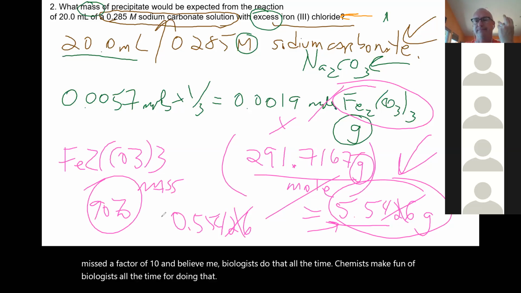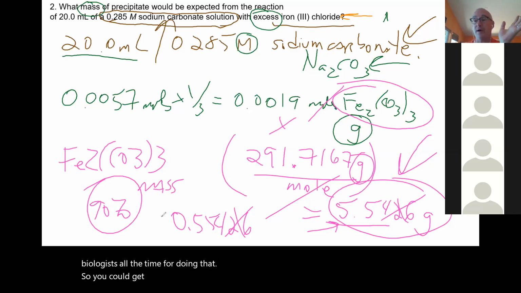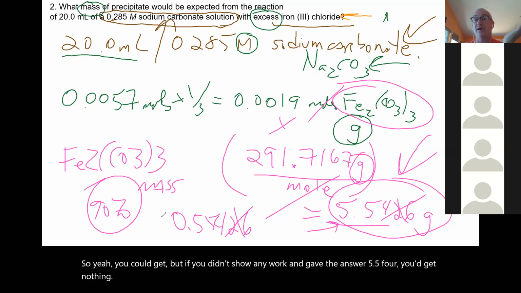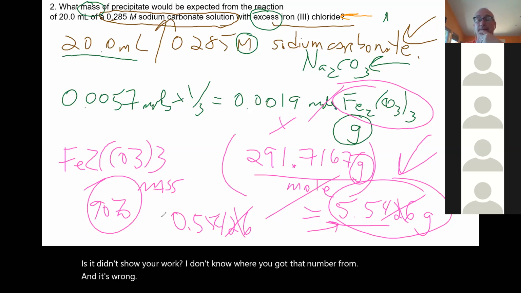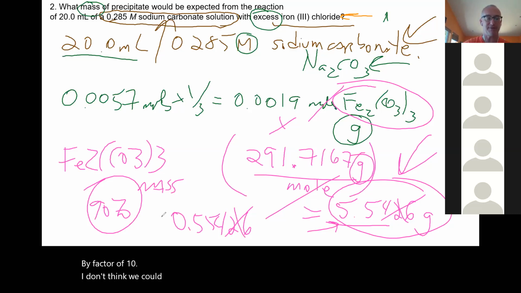But if you didn't show any work and gave the answer 5.54, you'd get nothing, because you didn't show your work. I don't know where you got that number from, and it's wrong by a factor of 10. Are we done with this question? I don't think we can milk any more out of this question. Yeah, let's do another one.